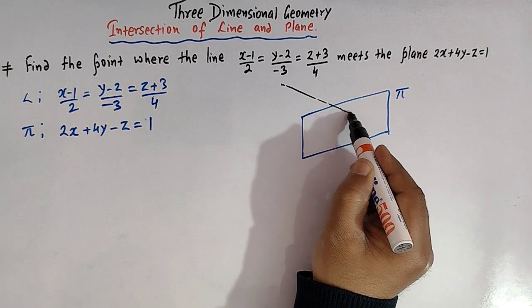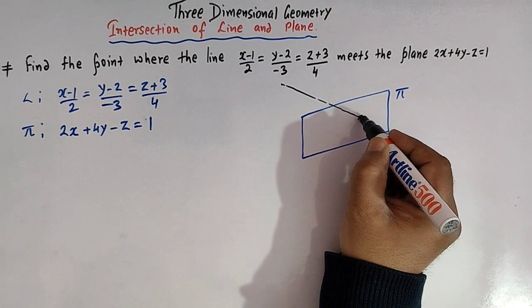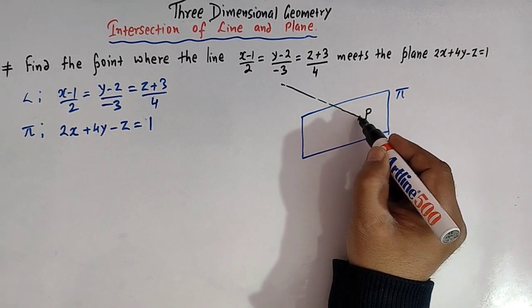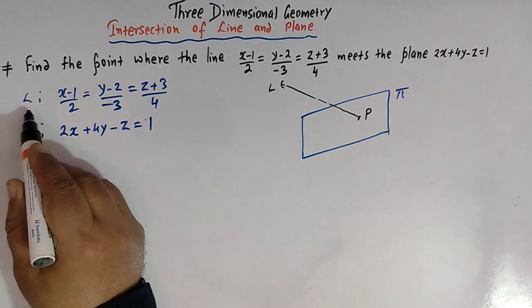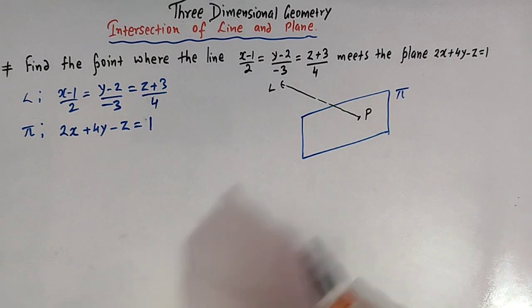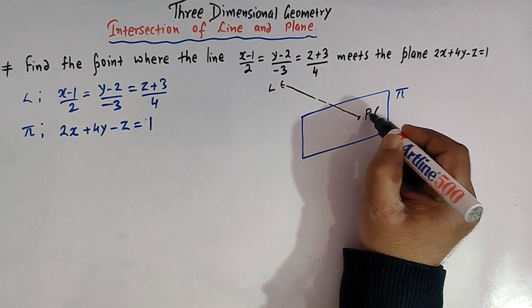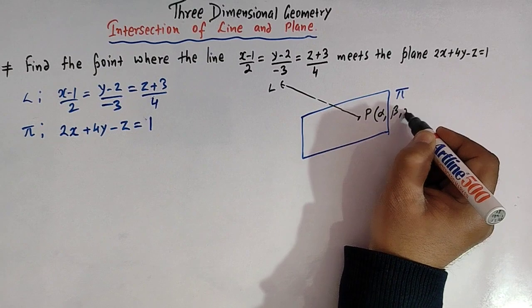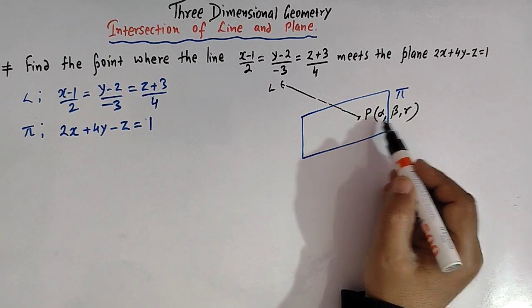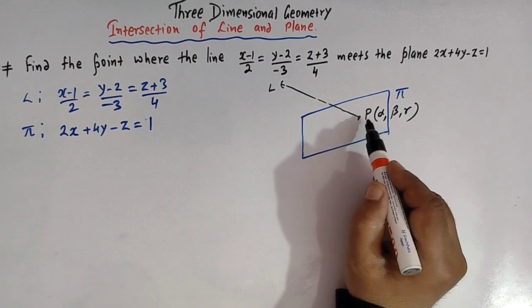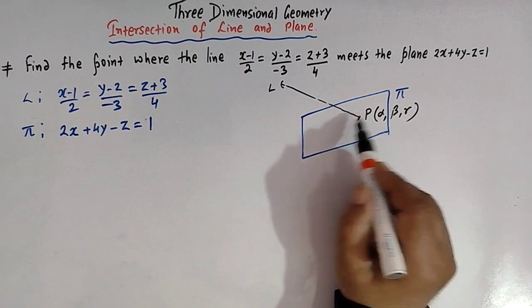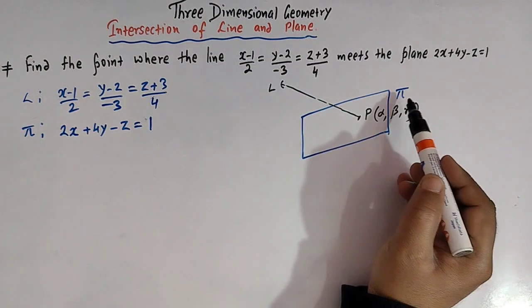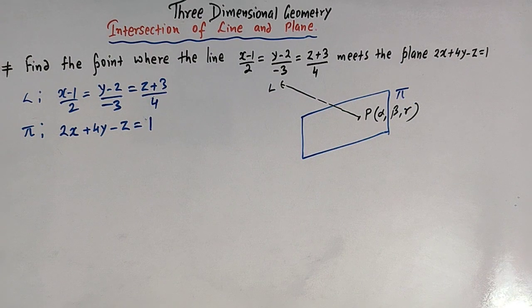Suppose this is the line L, and here is the point, say P, where this line L meets the plane pi. Suppose the coordinates of this point P are alpha, beta and gamma. We need to find the coordinates of this point P, which is the point of intersection of the line L and the plane pi. Let us see how we can find the coordinates of the point of intersection.